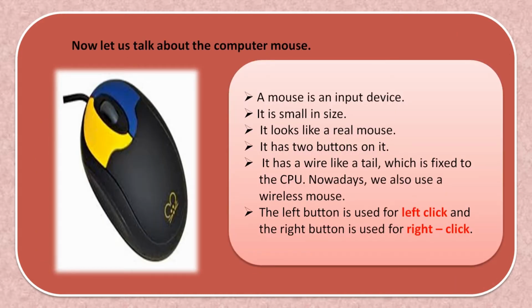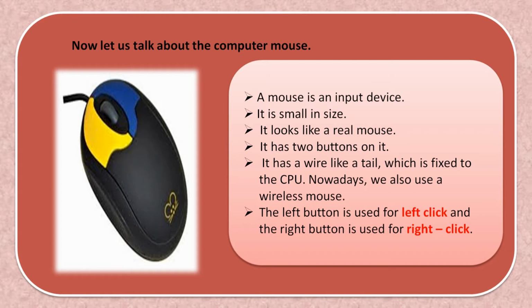Now let us talk about the computer mouse. All of you know that a computer is an electronic machine. It has four main parts: keyboard, CPU, mouse and monitor. So the mouse is one of the main parts of the computer system.